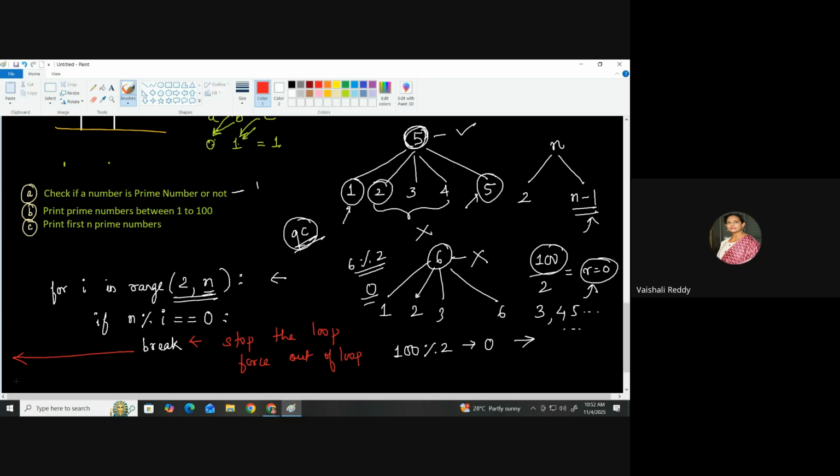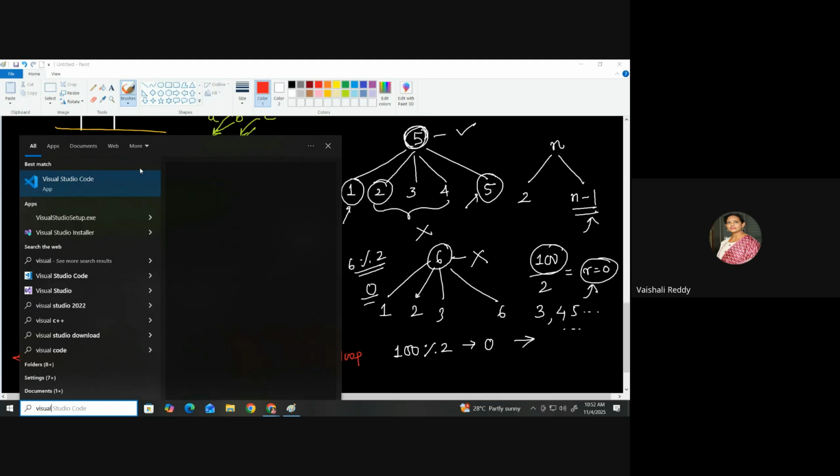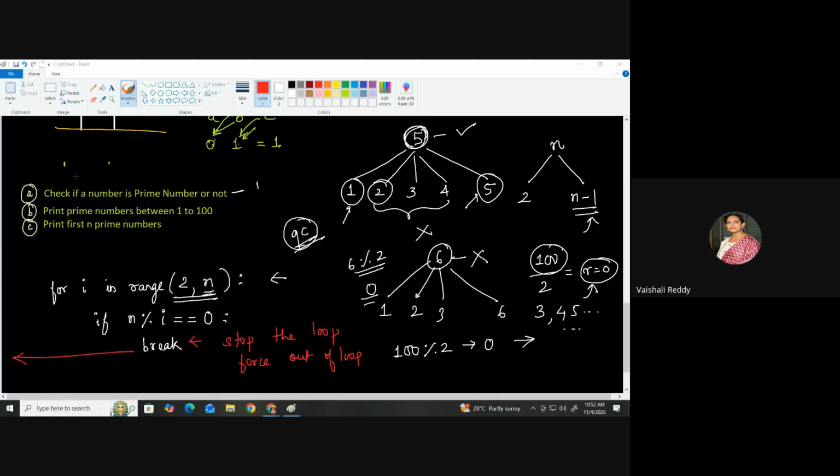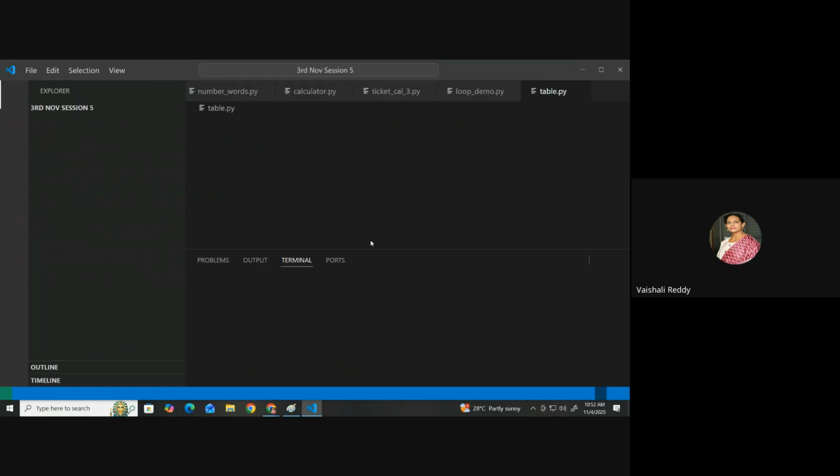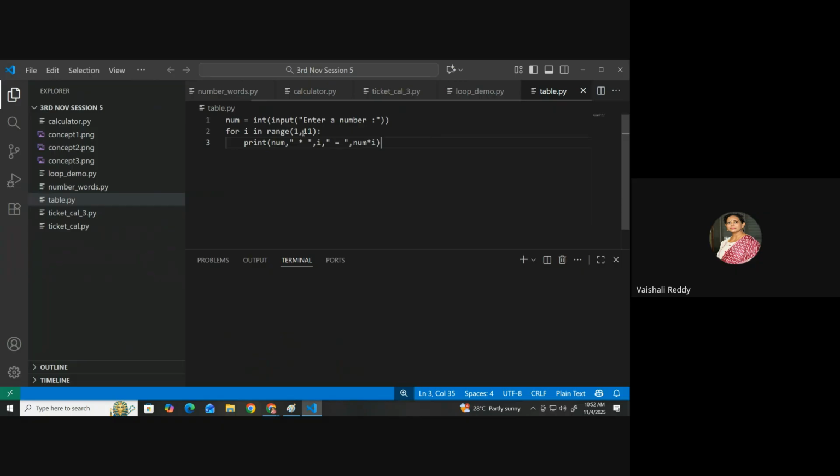Now, before I proceed further, I have to explain one more point. Just a moment. Open VS Code. This is the beauty of Python. Right now what I'm going to teach you is something specific to Python. This is not present in other programming languages.